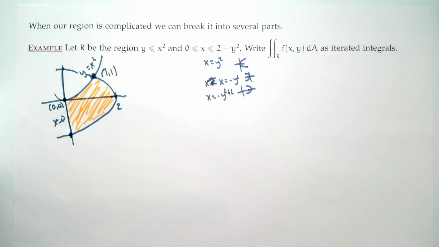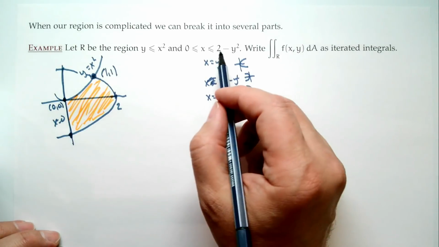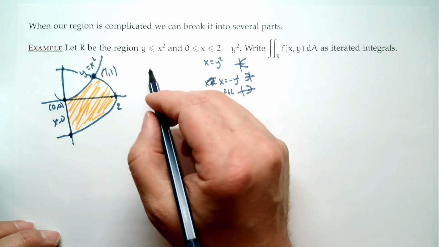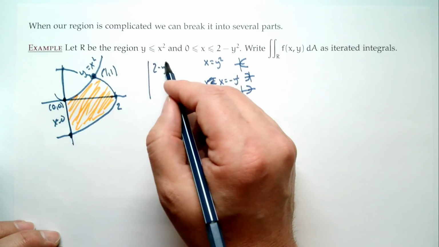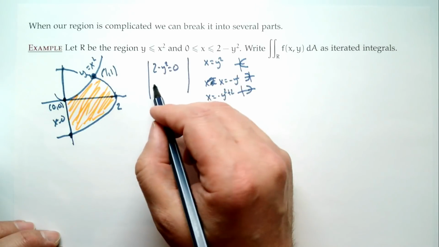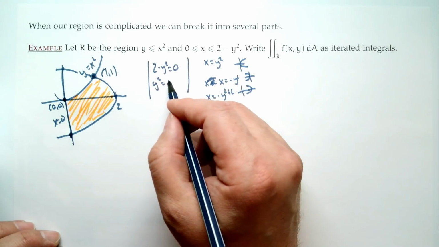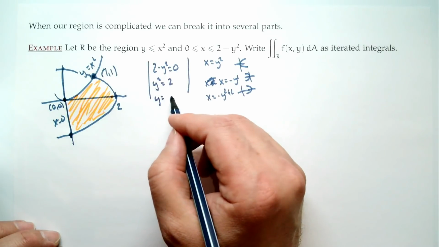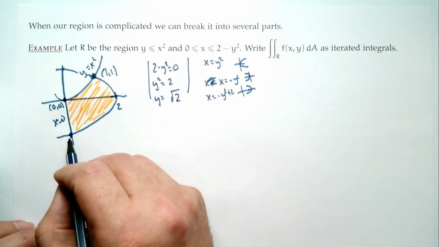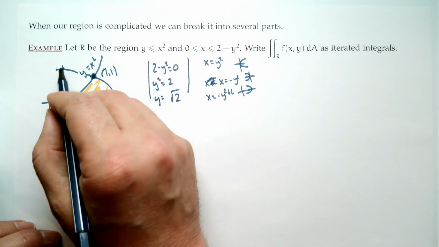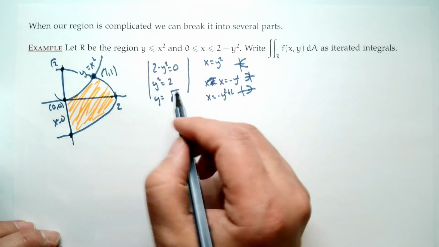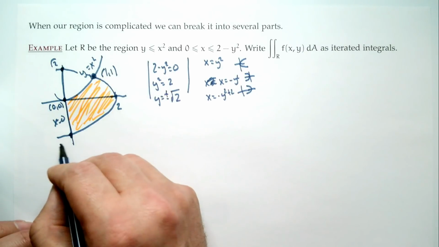Where does this point come in? So, what's that? Well, it's when I hit x equals 0 on 2 minus y squared. So, for that, I say, when does 2 minus y squared equal 0? Well, y squared would be 2, so y would be square root of 2. So is that square root of 2? No, that's square root of 2 up there. Plus or minus? That's a minus square root of 2.